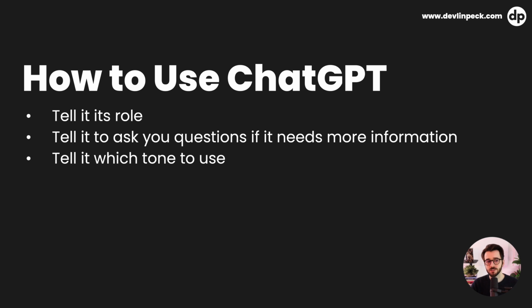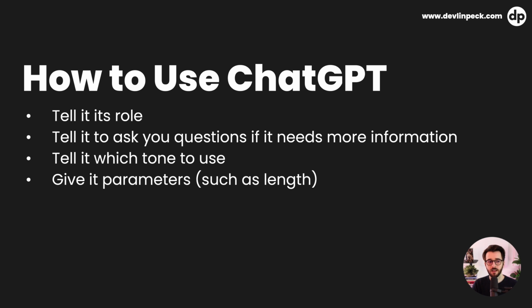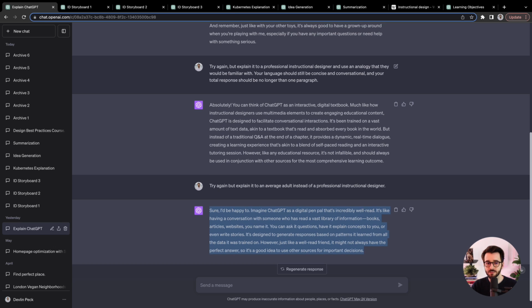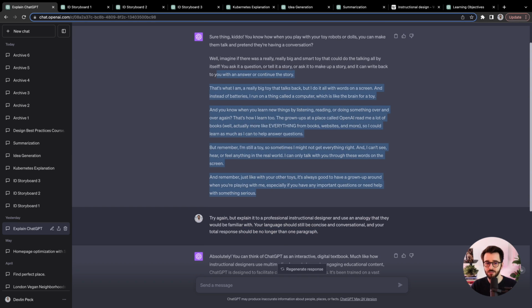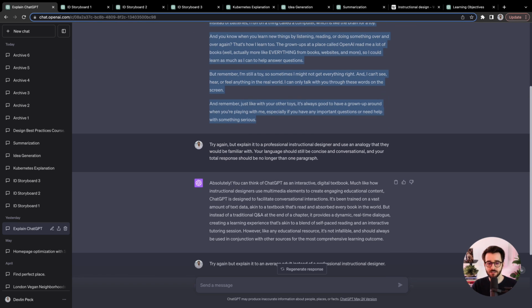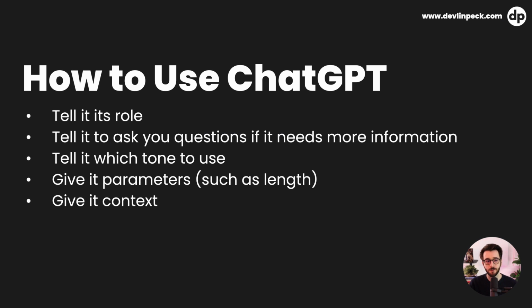You can also tell it which tone to use. I think you saw me do that in the first example, like use a conversational, concise tone. That's generally what I'm telling ChatGPT to use. And you can give it parameters. So again, you saw that in the first example, right? Like, do this. The total response should be no longer than one paragraph. So parameters like that really help because you don't want to get stuff that's super long, especially if you're using this to save time, and especially when it comes to summaries and things like that.